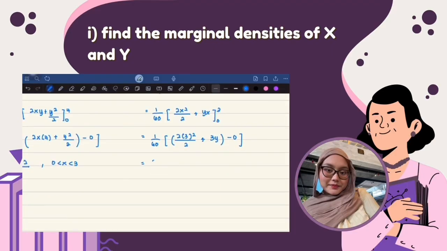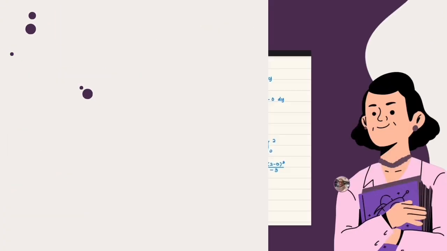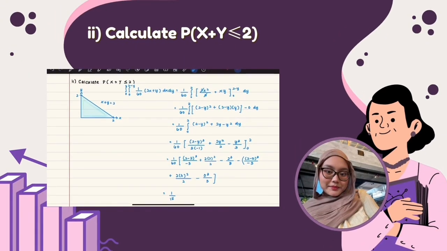So the final answer would be 3 plus y over 20, and the range would be 0, y, and 4. Next question is calculate P(x plus y less than or equal to 2). Here I've already drawn the graph underlined for x plus y equals 2, and the area I've highlighted in blue is the area of x plus y less than or equal to 2.